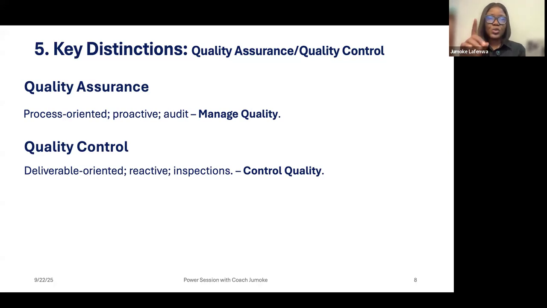So what are you supposed to note on this slide if you're writing the PMP exam or you are managing projects? One, quality assurance is done under managed quality, and it is process-oriented. It is proactive because you have not finished or you have not completed the output of your work, so you can make corrections. But quality control is under control quality, and it is done on deliverable. You have already finished the production.